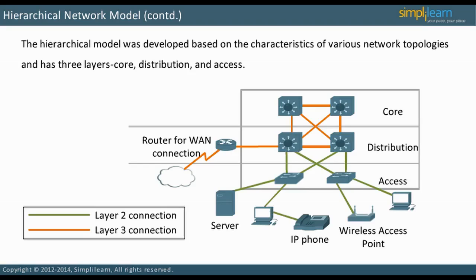In the image, the router connects to a remote network. This is a Layer 3 connection. Distribution and core layers are linked through Layer 3 connections. The switches in both these layers are multi-layer switches or MLSs. These can do Layer 3 routing and Layer 2 forwarding. Let us discuss the layer requirements in the following slide.